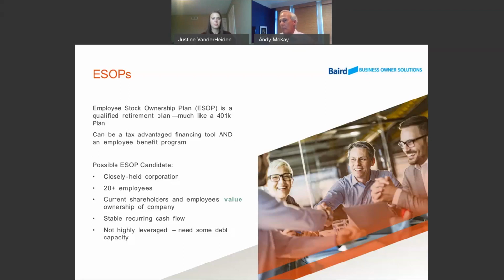Where I see problems is when the transactions are done in situations, one, where they're just trying to get the tax benefits, and two, where the employees don't really care about ownership and would prefer to have another $1 or $2 an hour instead of the stock that they can't spend or eat. And I've seen some great ESOPs and I've seen some terrible ESOPs.